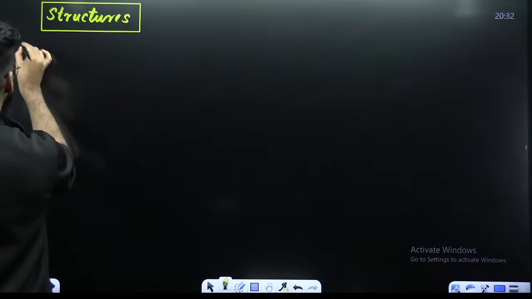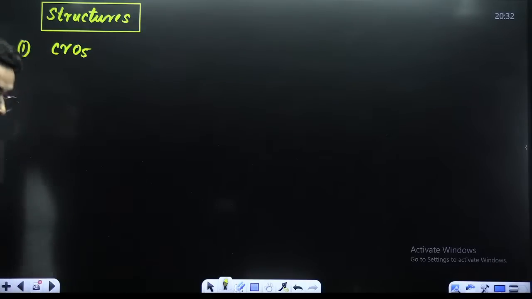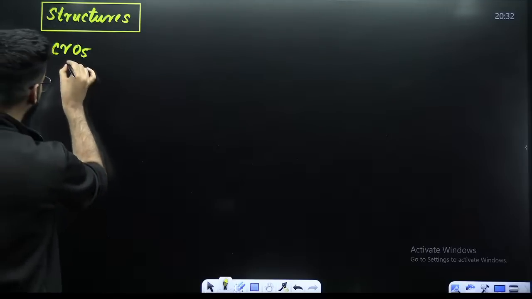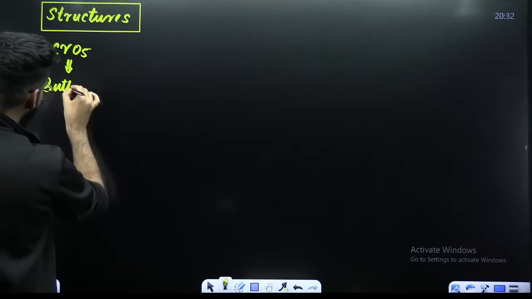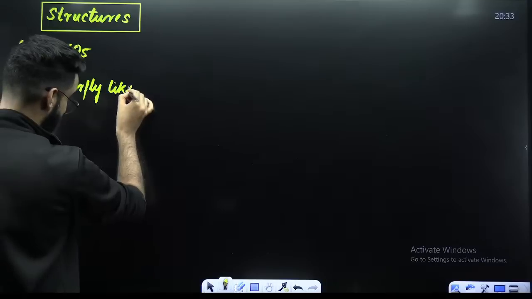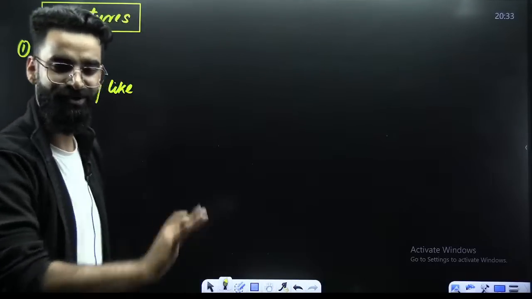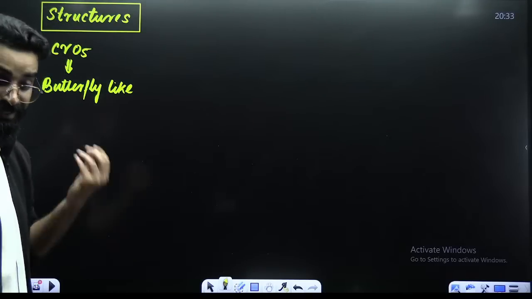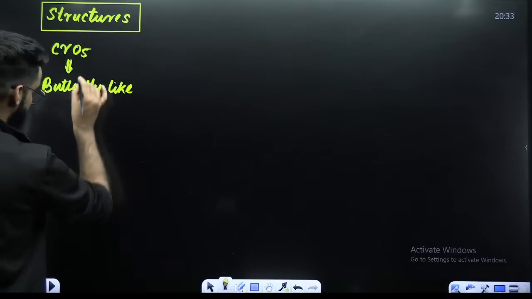The first compound, my dear students, which I'm taking, that is your same CrO5. If you ask me how the CrO5 looks, we say it has got a butterfly-like structure. Though it is a myth, it is not completely true, I must say. Because when we make it on board, it looks like a butterfly. But in reality, it's not.